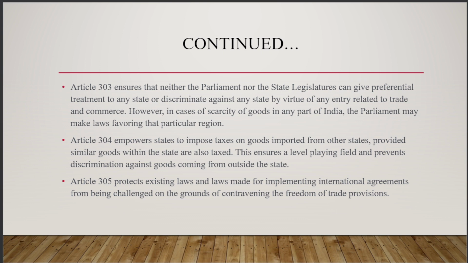Talking about Article 304, it gives power to the state to impose tax on imported goods. But here is a condition that if similar goods are produced within the state, then those similar goods will also be taxed within the state. Also, Article 305 protects existing laws from being challenged on the ground of contravening the freedom of trade provision. So it is basically to protect the existing laws on this matter.